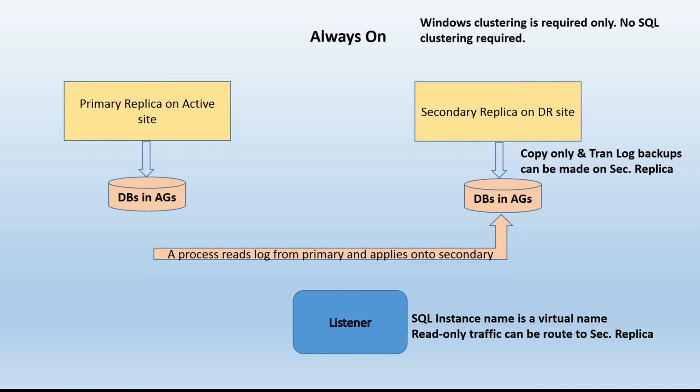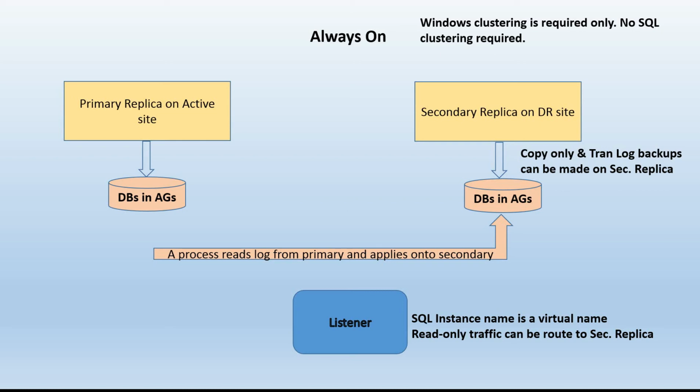You have a primary site and you can have a secondary site. In Always On, the terminology that they use is replica instead of site. You can have a primary replica on the active site, and then you can have a secondary replica either on the primary site, the active site, or on the DR site. In this example, I have two servers: one of them, which is the primary replica, is on the active site, and the DR replica, the secondary replica, is on the DR side.